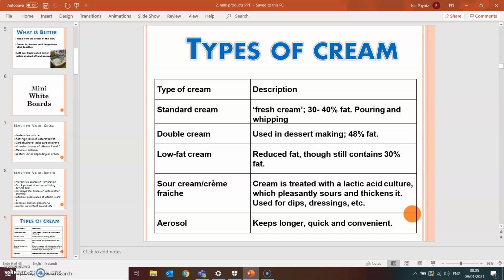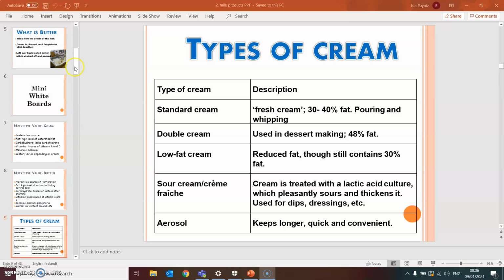And then the aerosol cream is quick and convenient, and that keeps in your fridge for quite a long time. It doesn't go off as quickly as the others. Okay, so that's our types of cream there. Okay, so it's important to know the types of cream and just to know really the fat content of each.